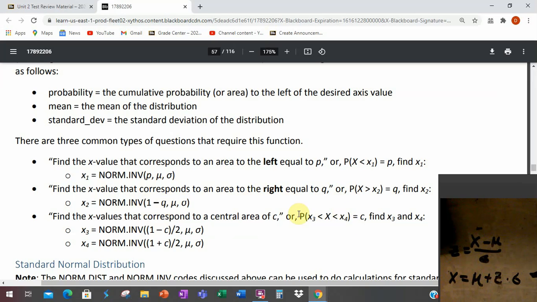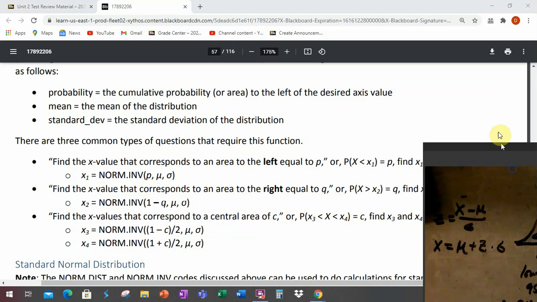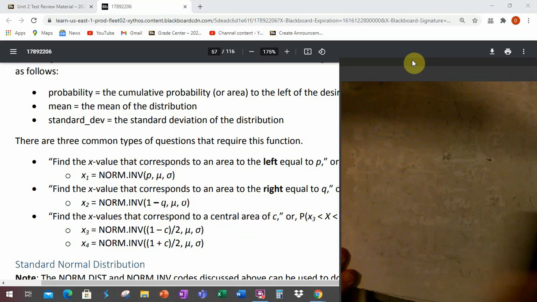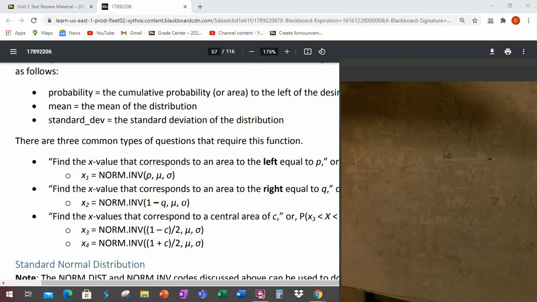And if you've got some central area, and some of the problems they say, look, I want to know what the corresponding Z or X values are. Mr. Webb. Yeah, hold on just a second.